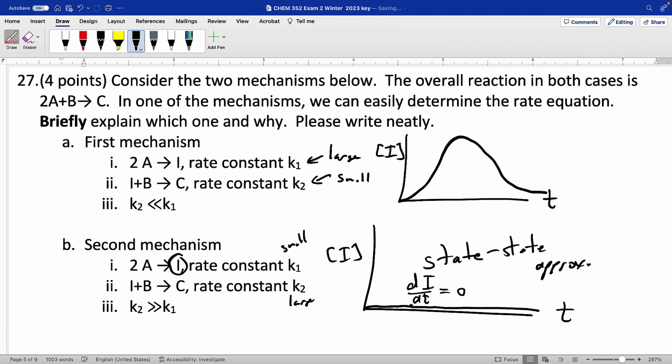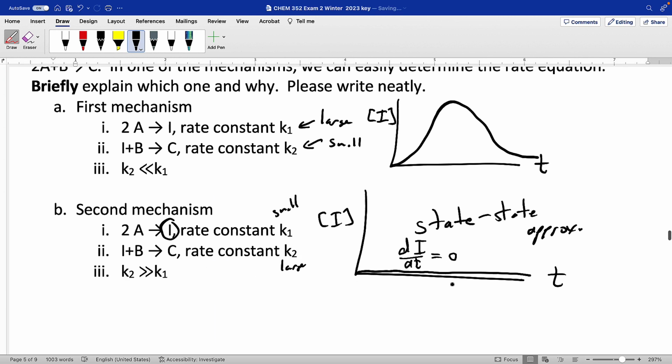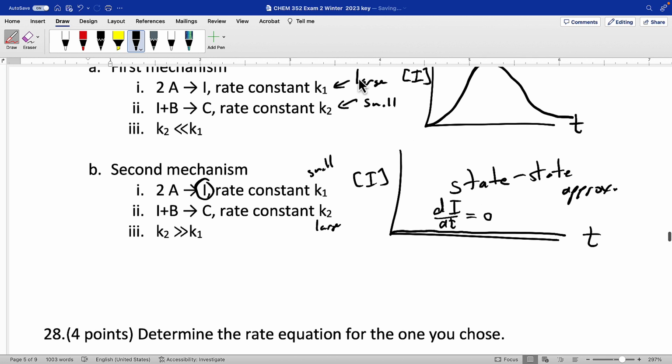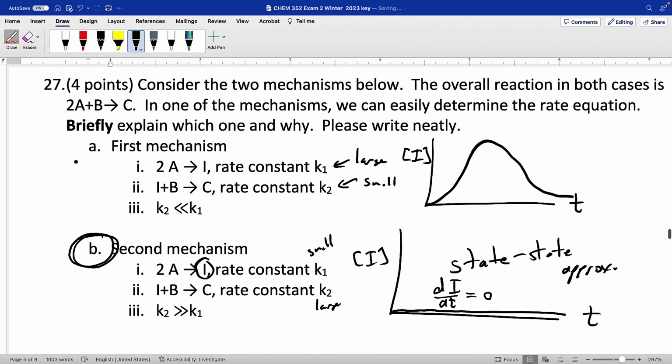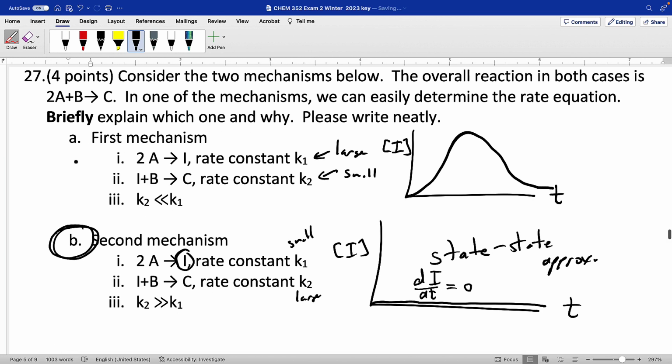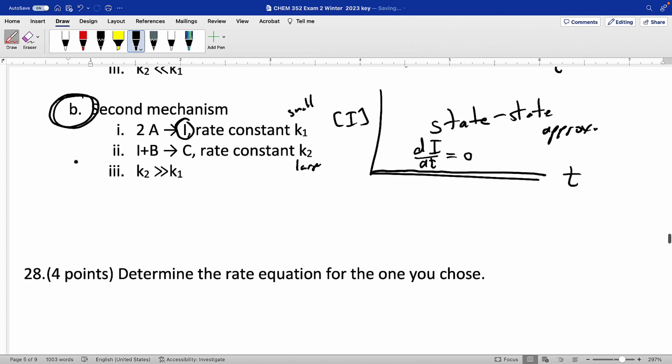During most of the course of the reaction, this is a horizontal line, right? Because not only is the concentration close to 0, it's approximately constant. That is a simplifying assumption that we can't make in the first mechanism. So the question was, which mechanism is easier to analyze? It turns out the first one's a real bear, but the second one we can do pretty easily.